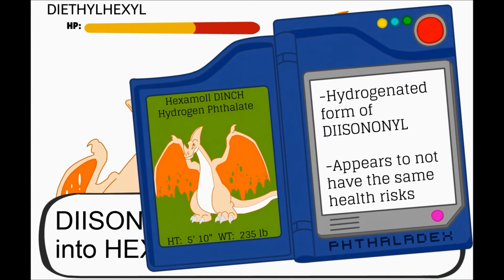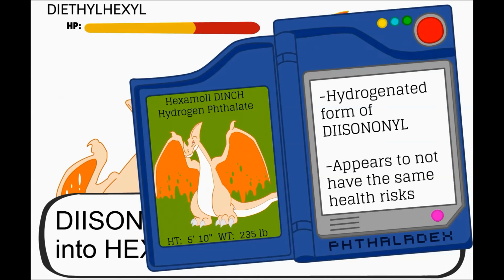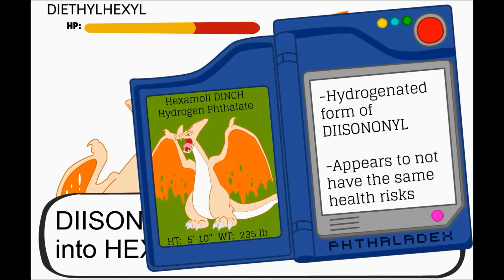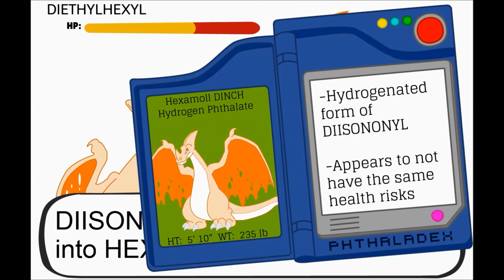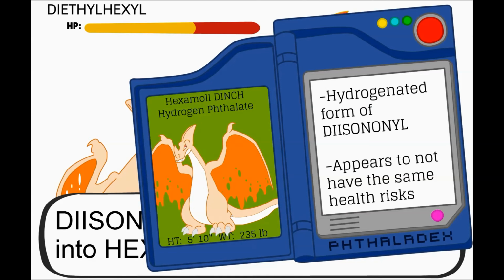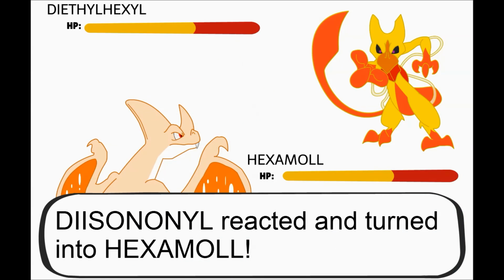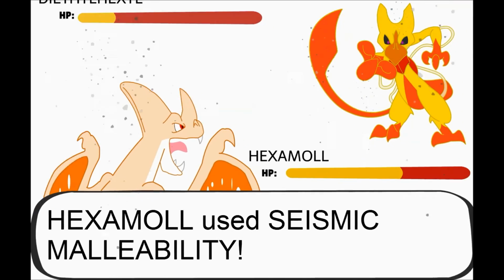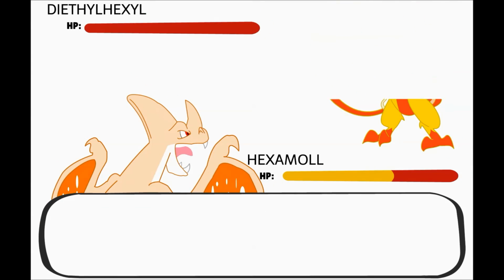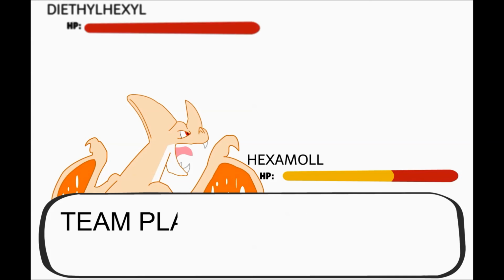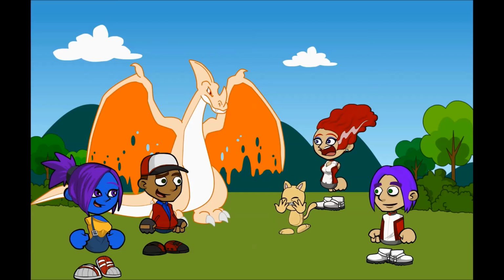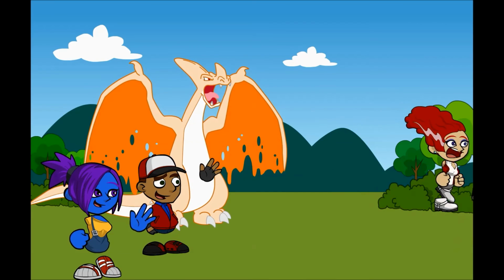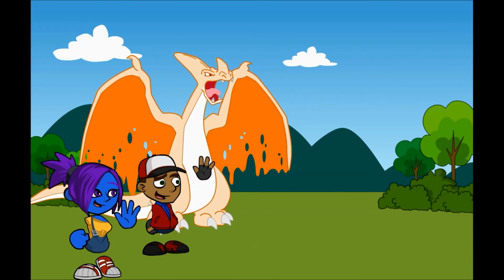The chemical reaction of hydrogenation turned diisononyl into hexamol. And look at its attacks. The harmful side effects of diisononyl are gone. Adding hydrogen to this phthalate made it less reactive. This new phthalate could be better than diethyl hexyl. Hexamol. Seismic malleability. What? Hex. Looks like plastics melting away!